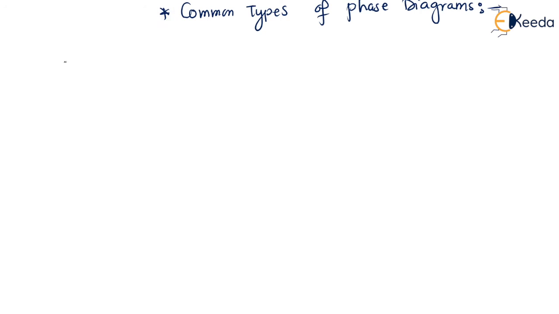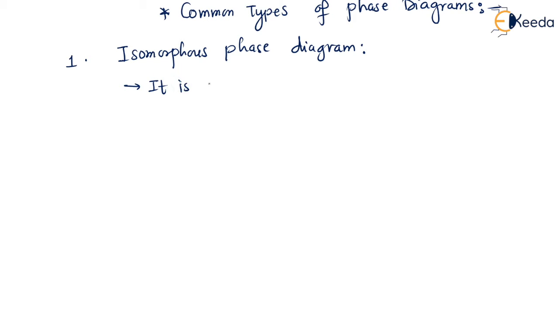So, dear students, the very first, very important one, we start with the isomorphous phase diagram. We are going to discuss the same about this isomorphous phase diagram in this video. So, dear students, if you talk about this isomorphous system, it is the binary phase diagram. So two components are there.